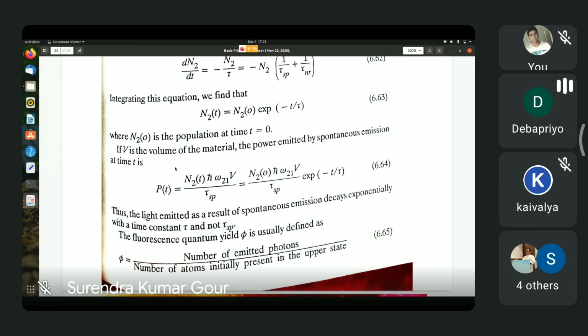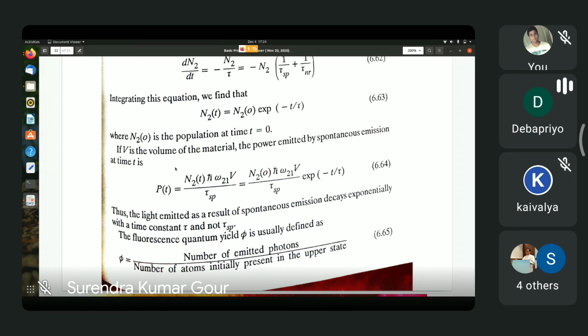So we are looking for emission of photons, so we look for spontaneous, that is n2 by tau sp. So in this formula you have n2 by tau sp, which is dn2/dt spontaneous, times the energy of each photon, which is h-bar omega 21, times the volume V. So you can easily arrive at the right hand side of equation 6.64, which writes n2(t) as n2(0) exponential minus t by tau. Okay, fine.